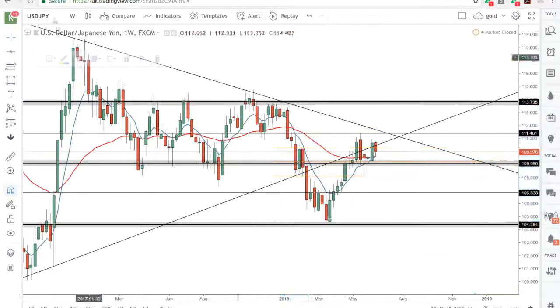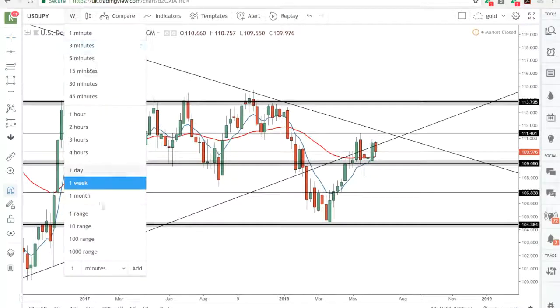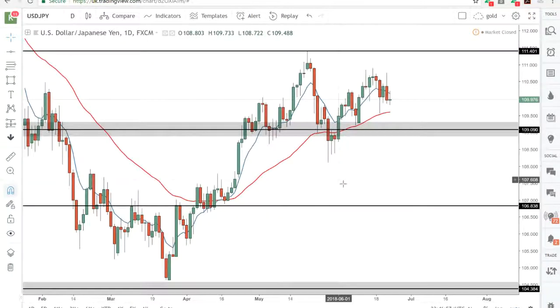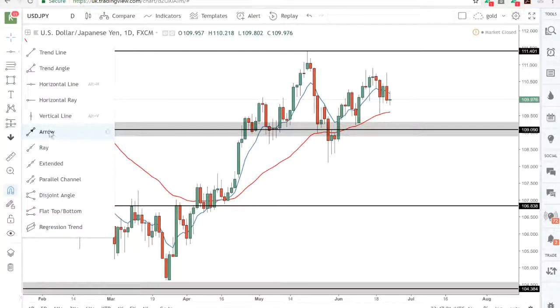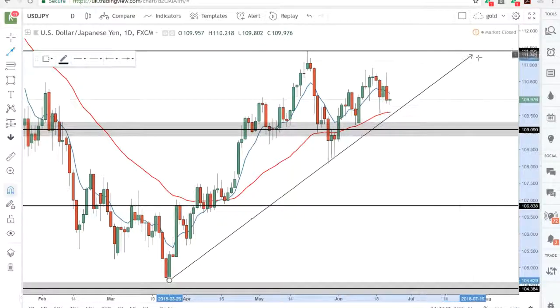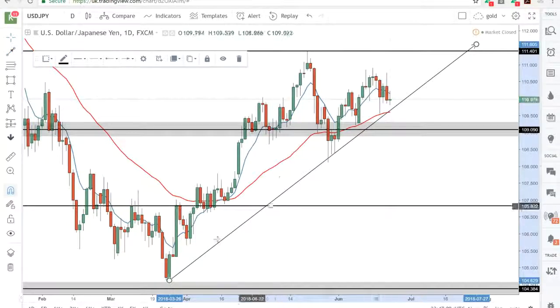But if we now step down to the daily, we can probably plot some more trend lines on now. The weekly and monthly don't really cut it anymore. So as you can tell, we are in an obvious kind of uptrend here, trending up with this bullish leg, bearish retracement.